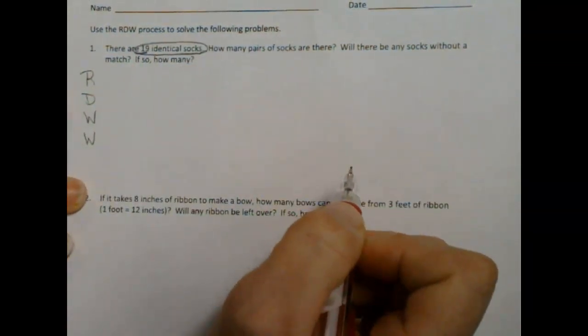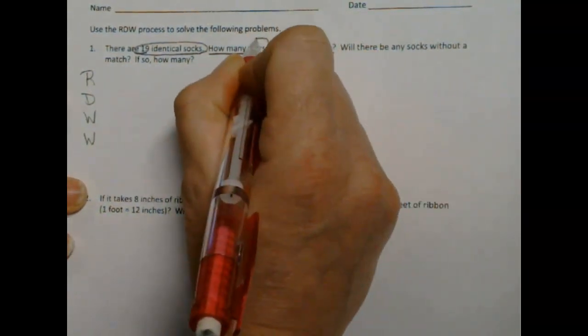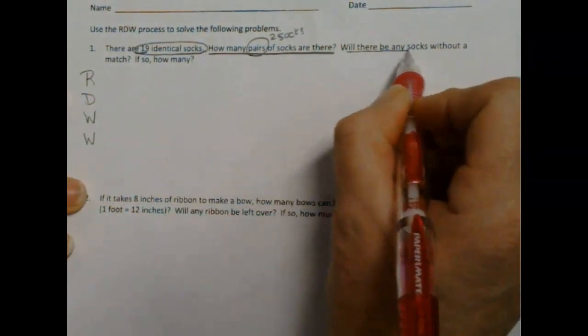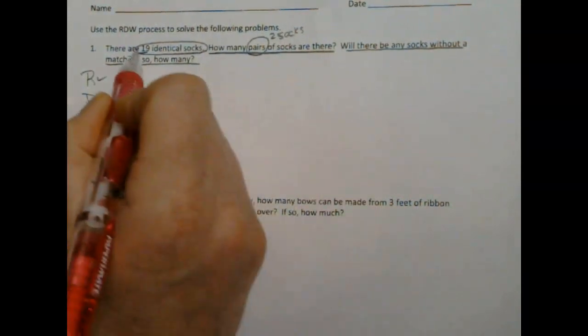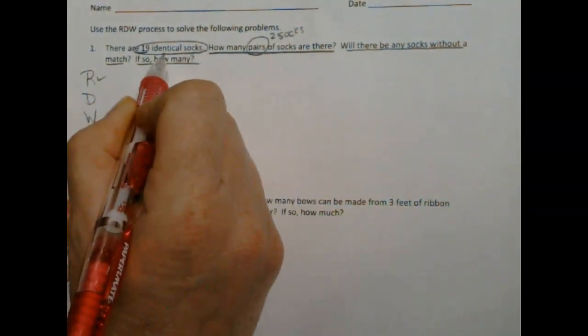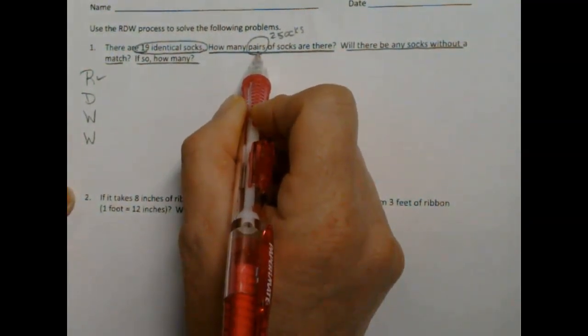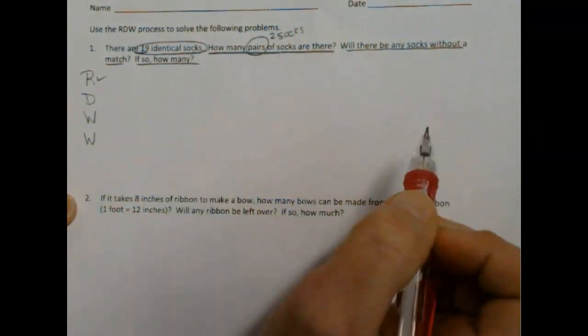So the socks are all exactly the same. I want to know how many pairs of socks there are. Well, I should know that a pair is equal to 2 socks. So one pair is 2 socks. Will there be any socks without a match? If so, how many? All right, so I've read my problem. Here they're giving me a total number of 19. They are telling me how many items are going to be in each group, and I have to figure out how many groups there are.